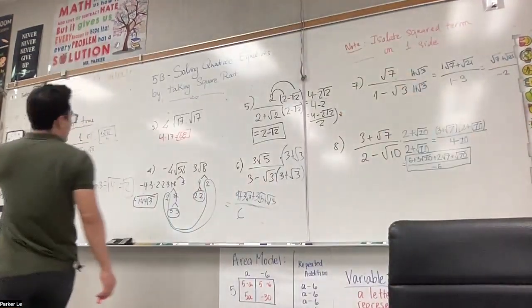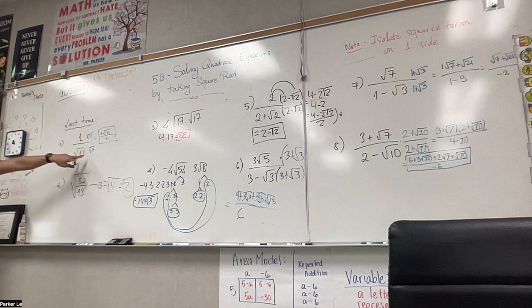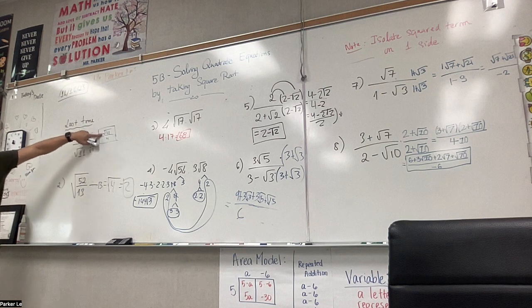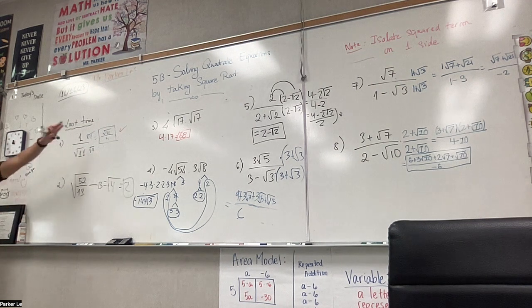Okay, let's look one by one. So we don't want the square root on the bottom, so they multiply both top and bottom by square root of 11. And then these two same numbers are going to go out. Oh, you don't need to write one. It kind of looks like one, but it's correct. Okay, this is correct. You all need to write it down in your notebook.